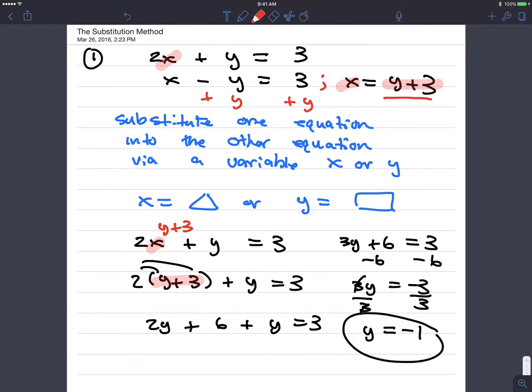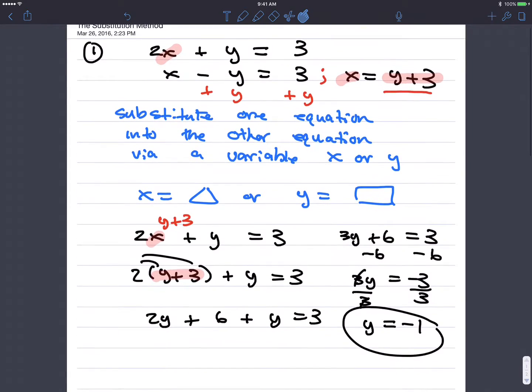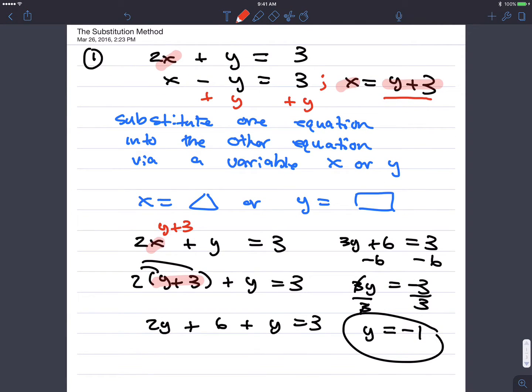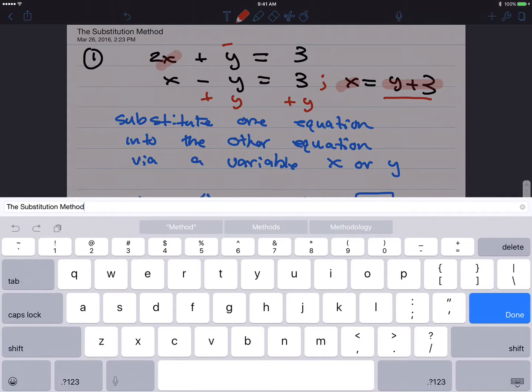And we now have to use back substitution. Now let's kind of be careful with this. Let's use back substitution here to find the other value. Now this is the same back sub you used for the addition method homework. So we're going to use y equals negative 1 here. Now we can plug negative 1 into any of these equations.